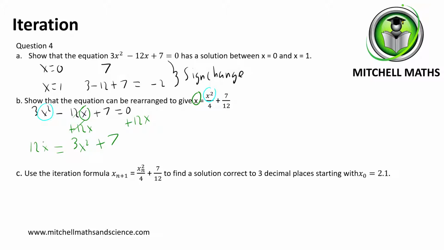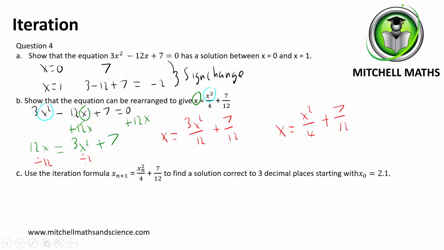And to get x on its own, I need to get rid of the 12. Because when you write algebra 12x, that means 12 times x, and the opposite of multiplying is dividing. So I'm going to divide both sides, everything, by 12. You have to divide every single term by 12. And if I do that, I get x equals 3x squared over 12 plus 7 over 12. And if I look at my answer, I've got x squared over 4, because 3 divided by 12 is a quarter. So x is equal to x squared over 4 plus 7 over 12.